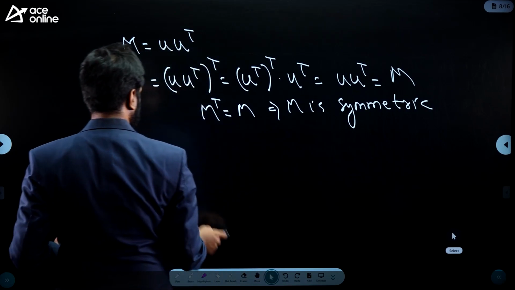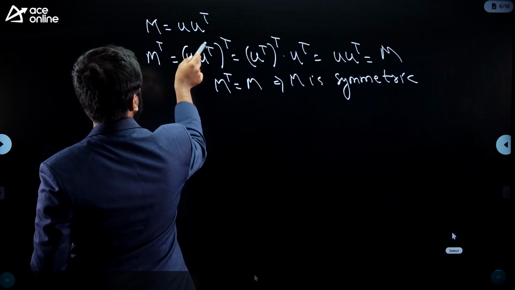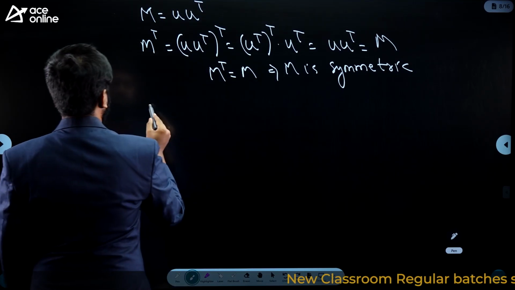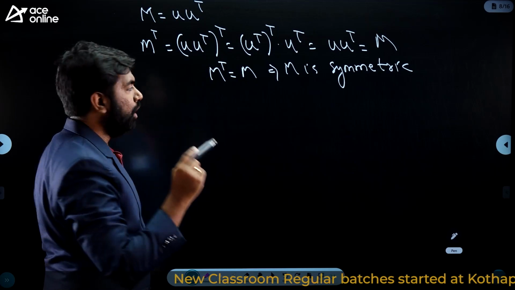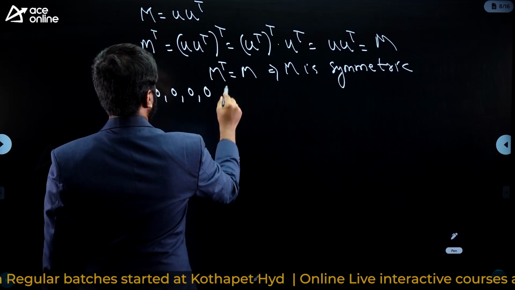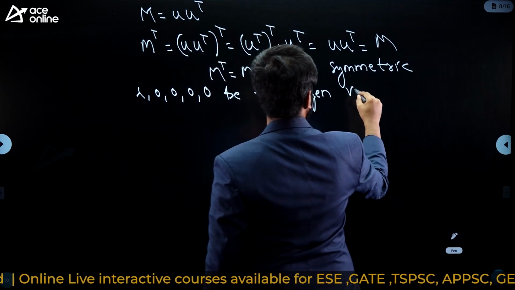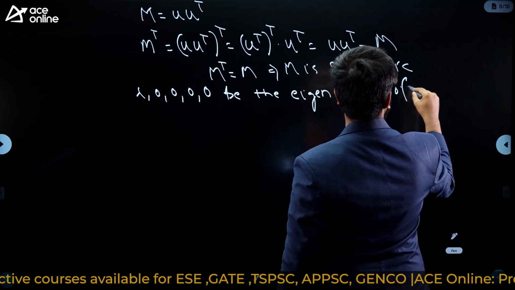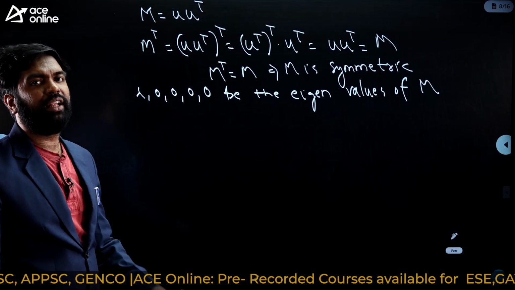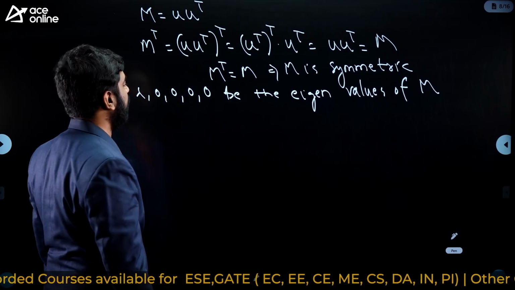It's a fantastic problem, students. Since the rank of M, which is symmetric, is 1, it has only one non-zero eigenvalue, and all the remaining are 0. So, let us write lambda, 0, 0, 0, 0 as the eigenvalues of M. We already know that 4 are zeros and only 1 is non-zero. Can you find that non-zero eigenvalue? Yes, we can find it. There are many ways, and I will tell you how to find it.